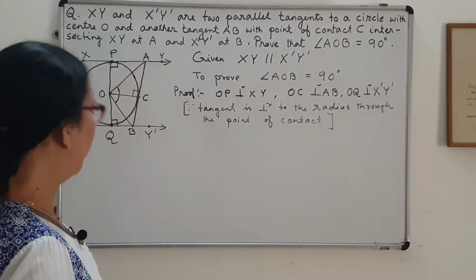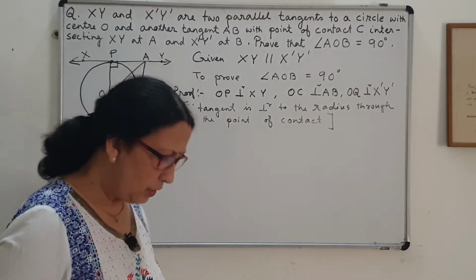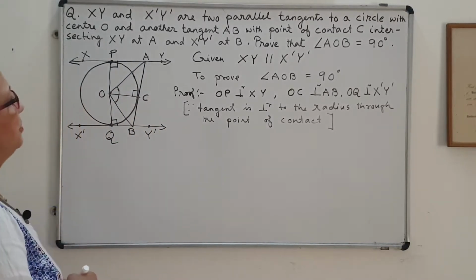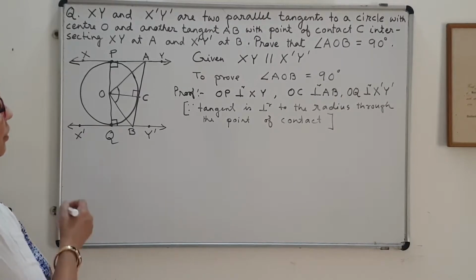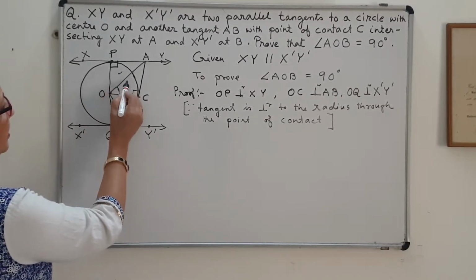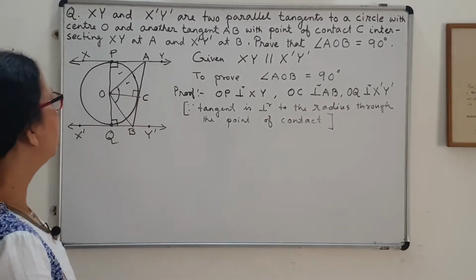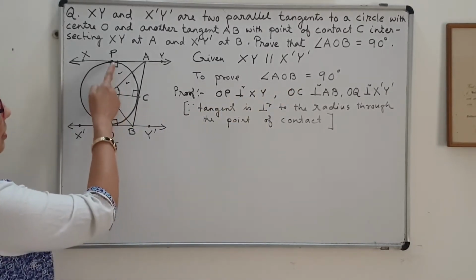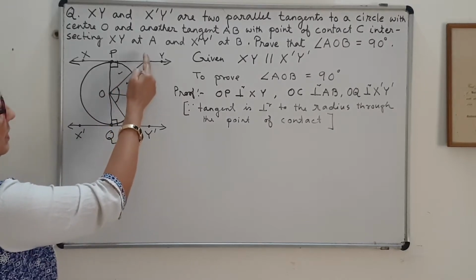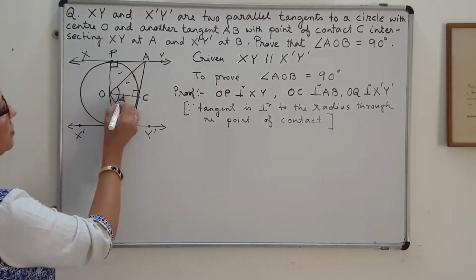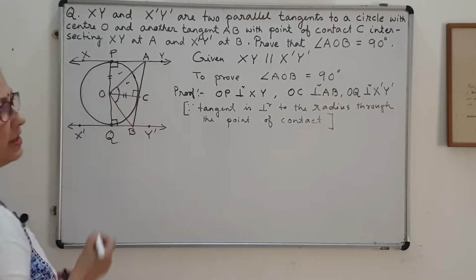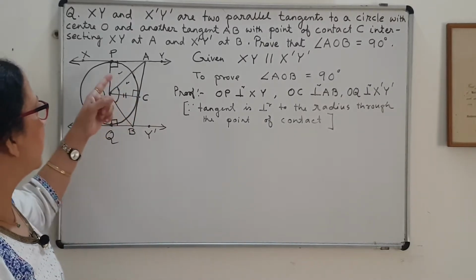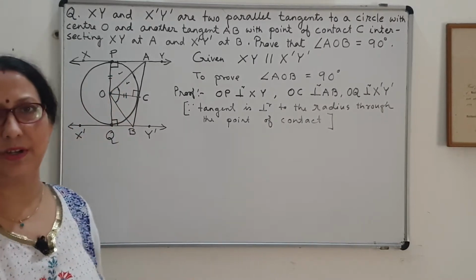Now next what will you do? Now this is the general procedure. We will look for congruency criteria in these two adjacent triangles. As you see, these two are right triangles because of this. So they have a common hypotenuse OA, and one of the sides, that is OC, is equal to OP because they are radii of the same circle. So by RHS we can say that these two triangles are congruent.